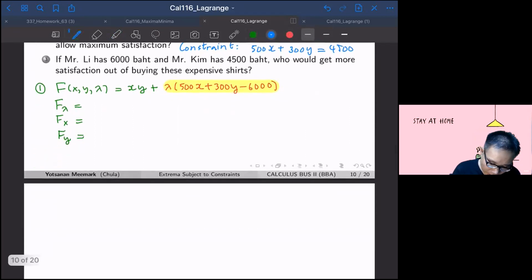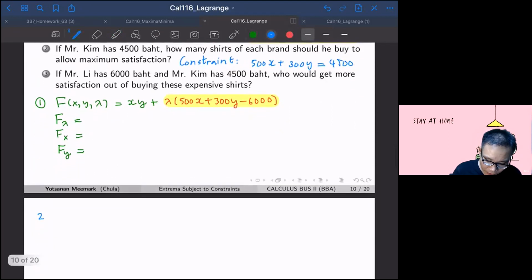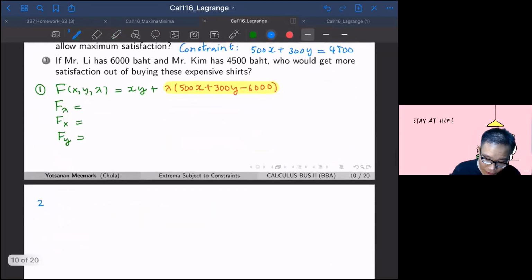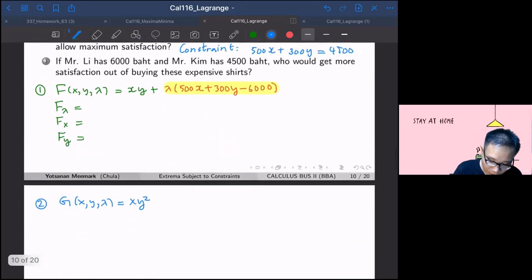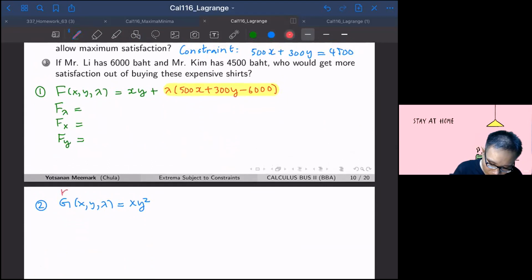For the second case, for Mr. Kim, okay, so I finished Mr. Lee, like so. So the second case, I'm gonna do Mr. Kim. So in this case, you're gonna have to construct the function g(x, y, lambda). So you have xy squared, okay? So that will be the satisfaction for Mr. Kim. Okay, so this one is Kim, this one is Lee.